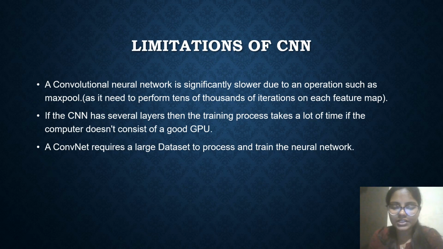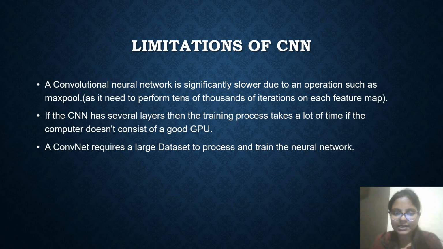Then we'll discuss the limitations of CNN. A CNN can be slower due to max pooling, which needs to perform tens of thousands of iterations on each feature map, so it may slow down at particular layers. If the CNN has several layers, the training process takes a lot of time if the computer doesn't have a good GPU. If the graphics processing unit is not good, the CNN might take a lot of time to process.